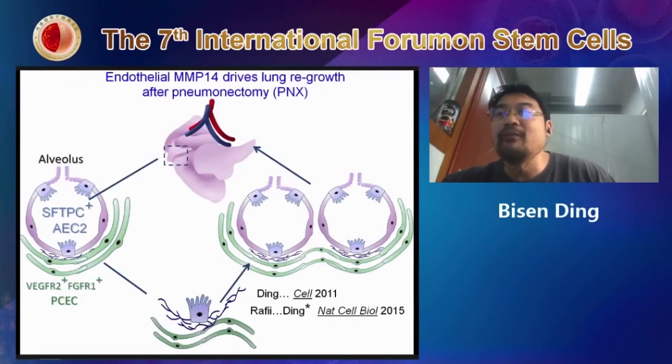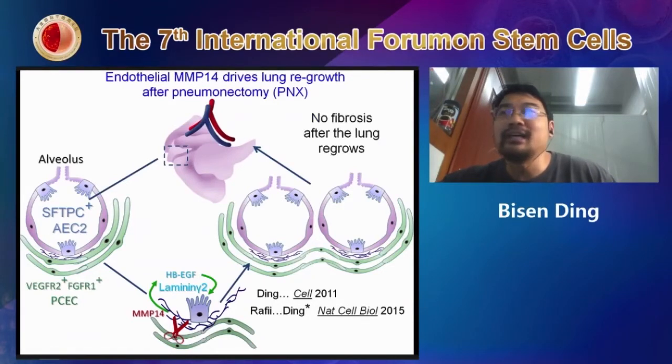And what we think is the MMP14 molecule expressed by vascular endothelial cells plays a very active role in regulating adjacent epithelial cell regrowth and also mesenchymal cells without undergoing fibrosis. This is mediated by a protease-dependent release of paracrine factors, most of which are EGF receptor ligands. And like I said, there is very little fibrosis at the end of this process. So this is a very well coordinated repair process.